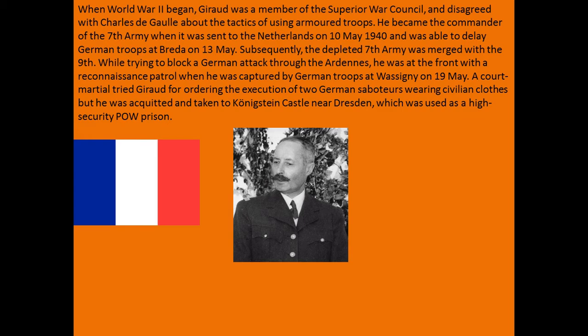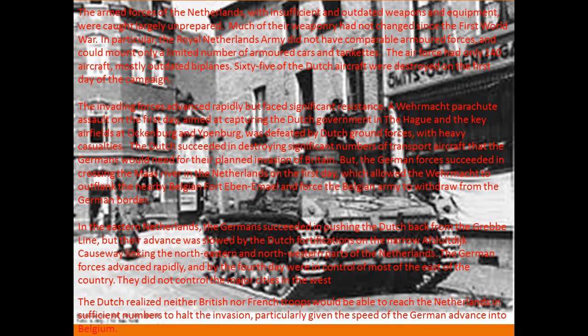He was at the front with a reconnaissance patrol when he was captured by German troops at Wasigny on 19th of May. A court-martial tried Giraud for ordering the execution of 2 German saboteurs wearing civilian clothes, but he was acquitted and taken to Königstein Castle near Dresden, which was used as a high-security POW prison. So here are the Panzer III's, either in Rotterdam or maybe this is Amsterdam.